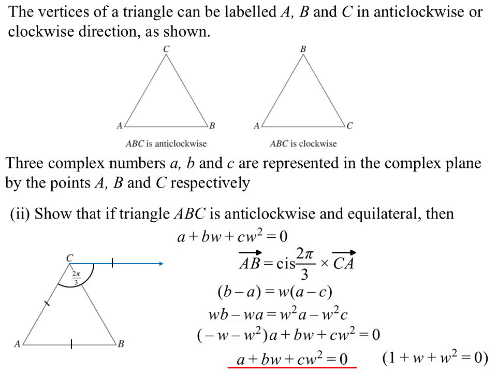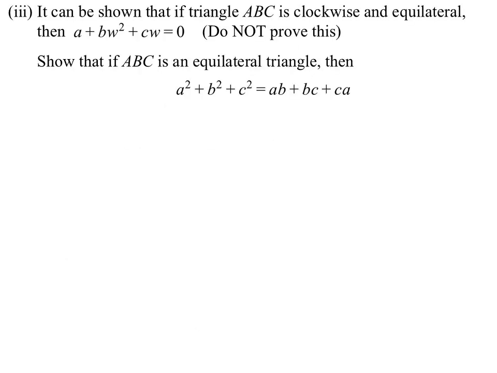Question 16, eh? It keeps going. Alright, it can be shown that if we went the other way, so if we went clockwise instead, then the relationship would become this. And they point out, don't go and prove that, okay? They're telling you, that's the other case, you can just use that. Don't go and prove it. But that would be if we took the other triangle, what would happen?